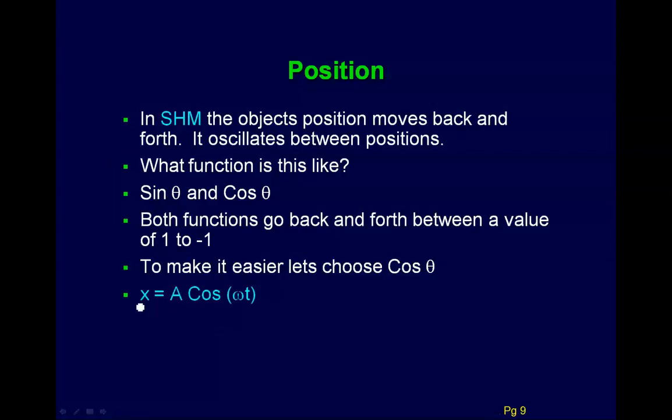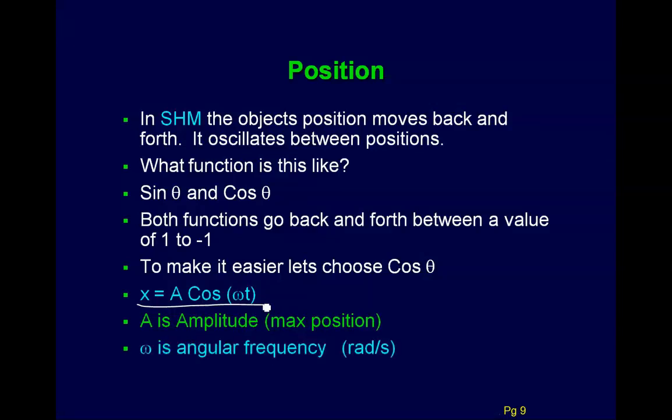And so I'll talk about my position as being A times cosine omega t. A is the amplitude, which is the maximum position. Cosine goes from 1 to -1, and so the maximum value of x would be A and then negative A. So it goes back and forth between A and negative A. And omega is called the angular frequency, which is in radians per second.